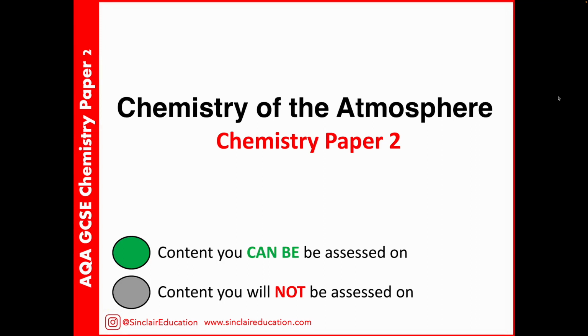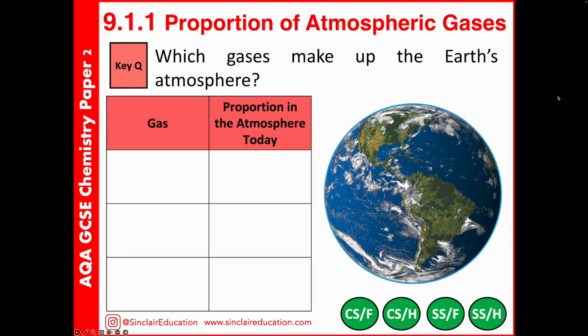This next section, we're going to be looking at the chemistry of the atmosphere, and this is again part of your chemistry paper 2. Firstly, we need to be aware of the different gases that make up the Earth's atmosphere, and there are 3 main ones that we need to be able to discuss and give the percentages for.